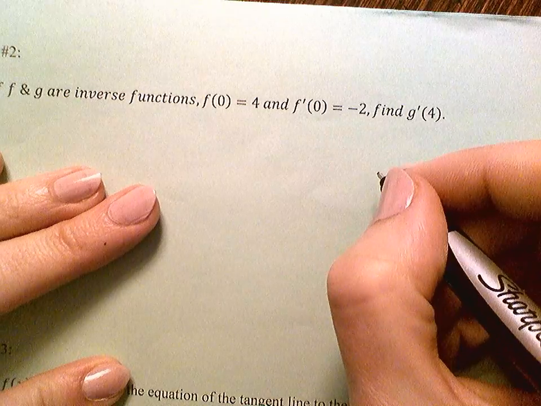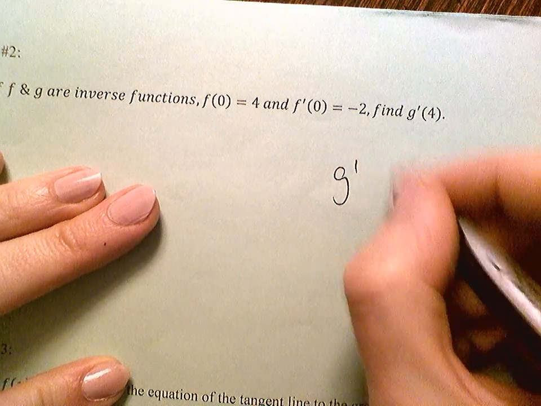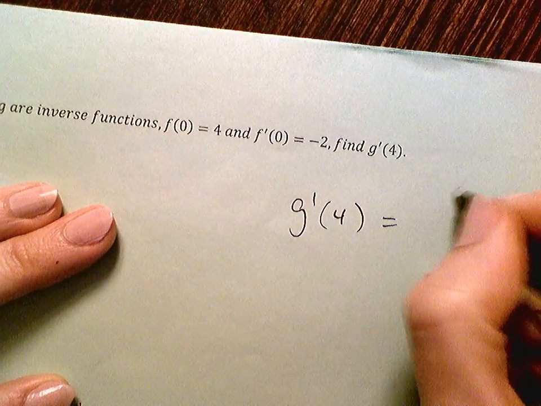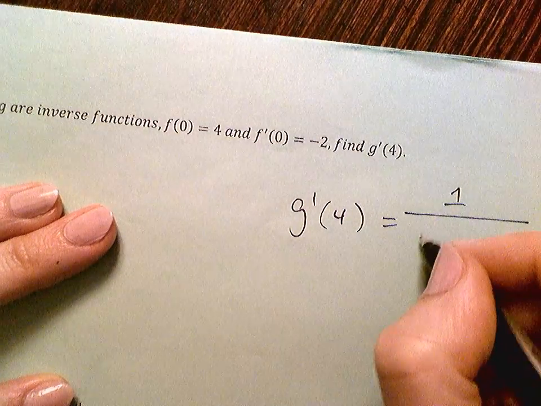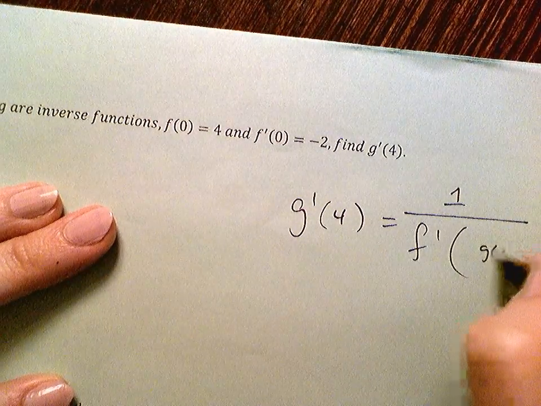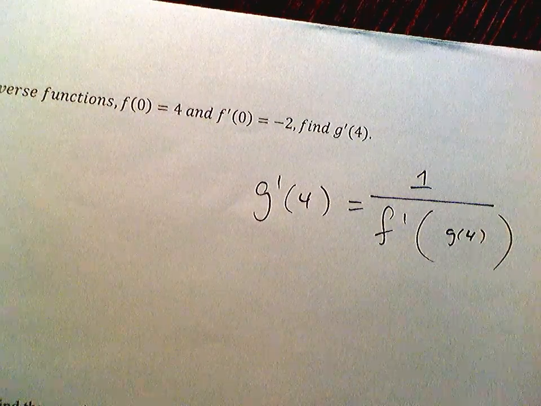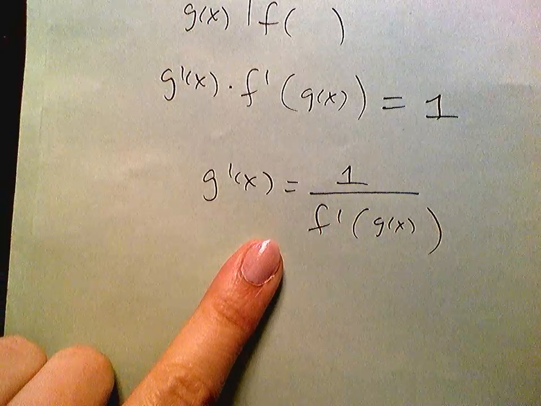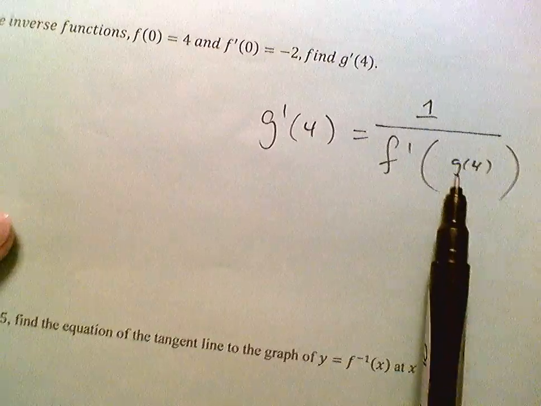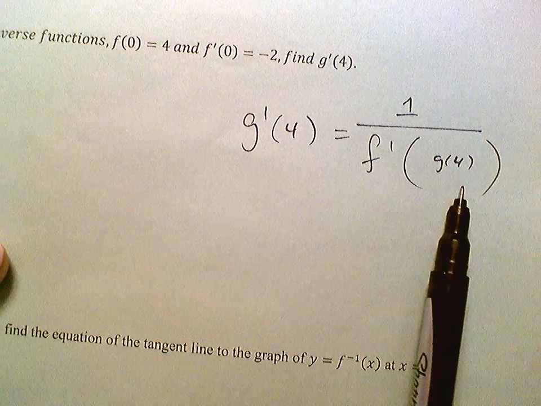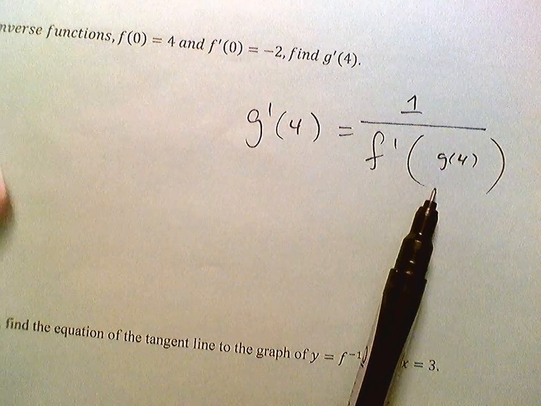So we've got g prime of 4 is equal to 1 over f prime of g of 4. I just used that formula right there. So all we've got to do is know what g of 4 is, and then we're going to plug that into f prime.